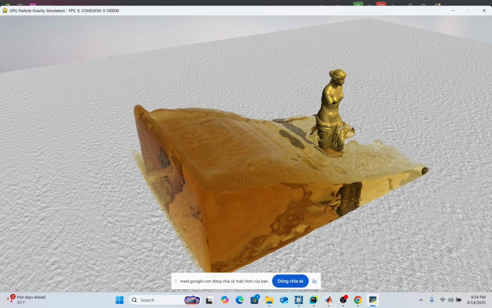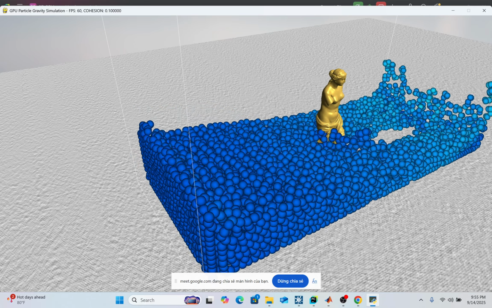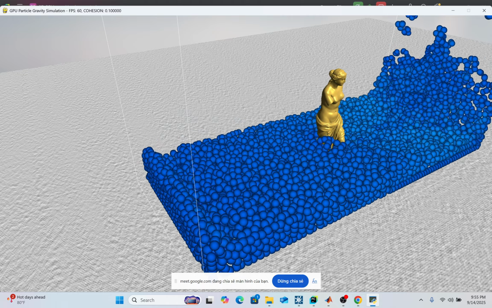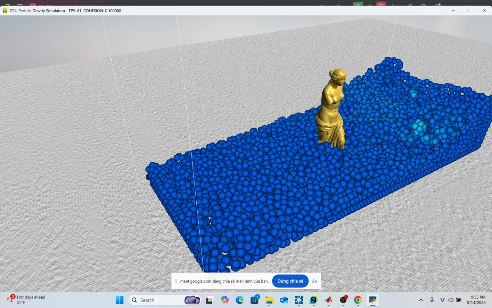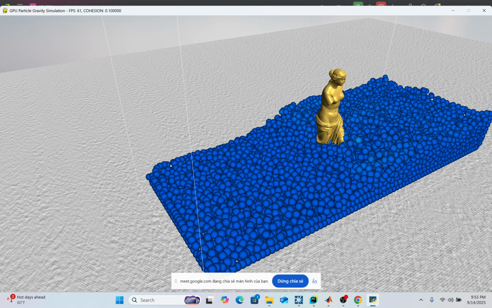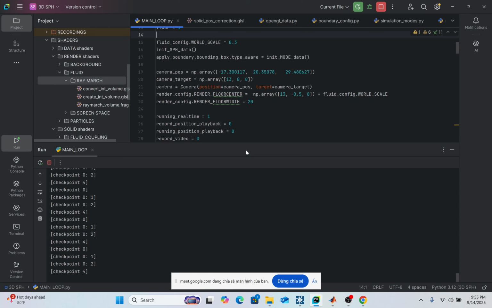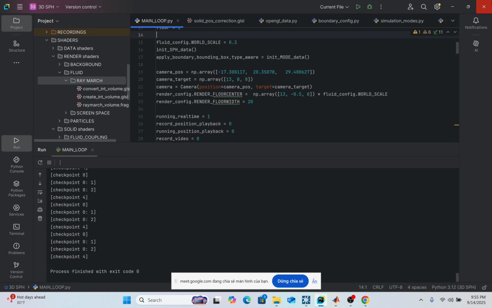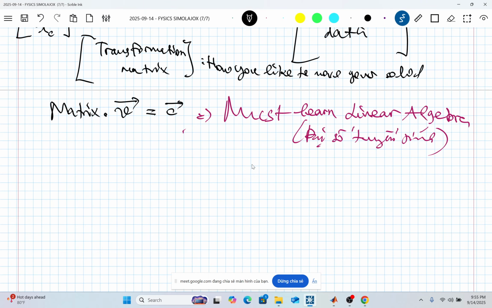Okay, but basically it is always some discrete particles moving with a fixed time step and spatial discretization. Okay, that's my project. We'll save it for later.